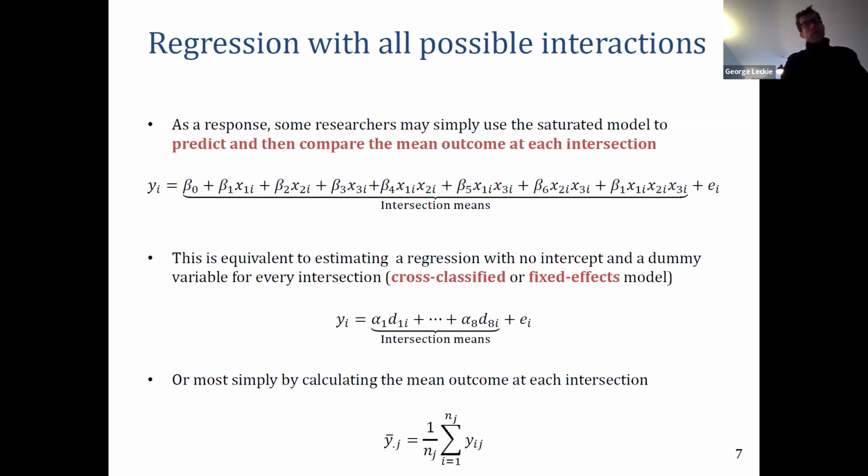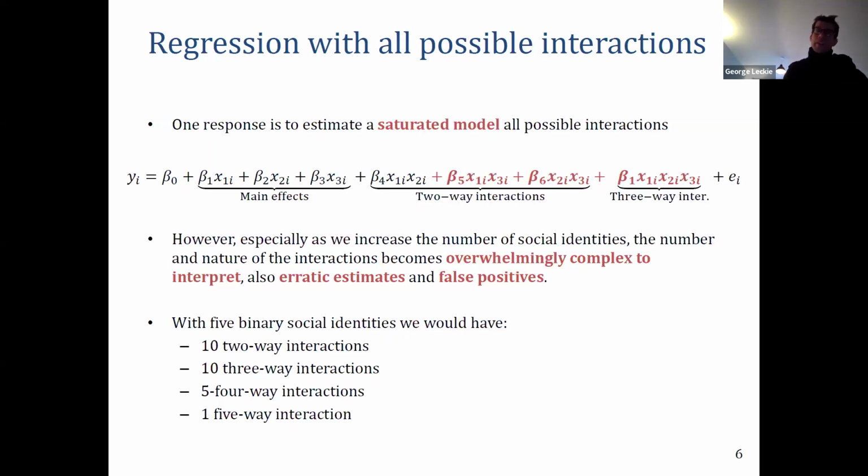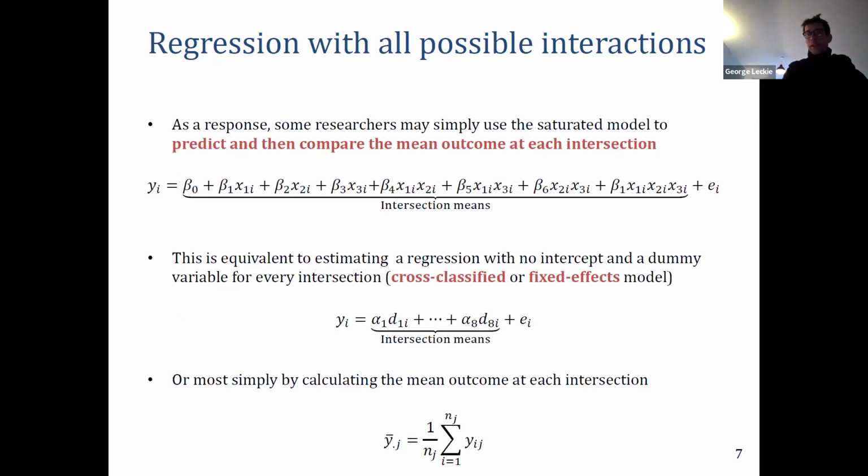Okay, so a response to that is, well, let's not try and interpret the individual betas here. Let's just use this saturated model to estimate the mean outcome at each intersection. Because it's saturated, you'll estimate a unique mean for each and every intersection, and then you could just map those in a kind of league table. Sometimes that's done more simply by putting in a dummy variable for each possible intersection. With 3 binary variables, you'll get 8 intersections, so you put in 8 dummy variables, and you just estimate their coefficients with no intercept, and you get their means directly.